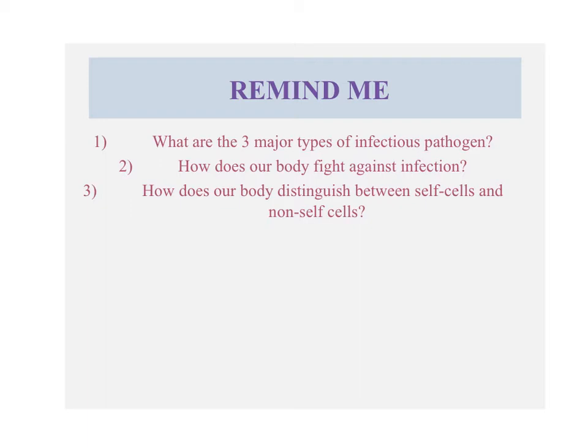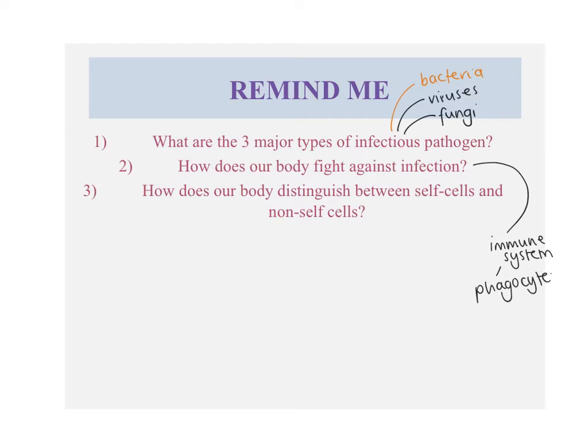So, thinking about the three major types of infectious pathogen, hopefully you will have got bacteria. You would have got viruses, and hopefully you will have also got fungi or fungal diseases. Now you might know that our body fights against infection using the immune system. You might have mentioned something about phagocytes, depending on how you want to say it. You might have said about white blood cells.